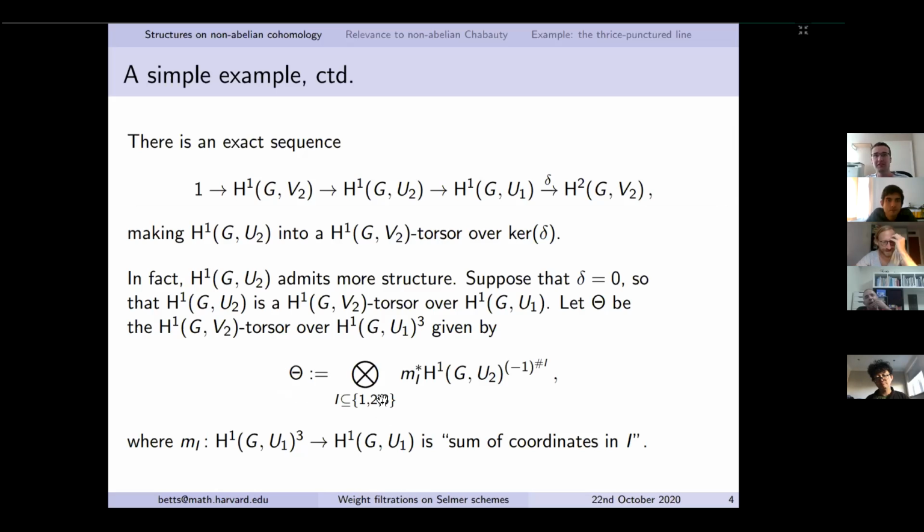So there's an analog of this construction. You can construct a similar torsor over H1 G of U1 squared, but as far as I'm aware, I can't say anything interesting about that particular torsor. It's only when you pull back to the cube of this abelian cohomology that this thing gets a trivialization, and this is somehow to do with the fact that single commutators do not vanish in my group U, but triple commutators do.